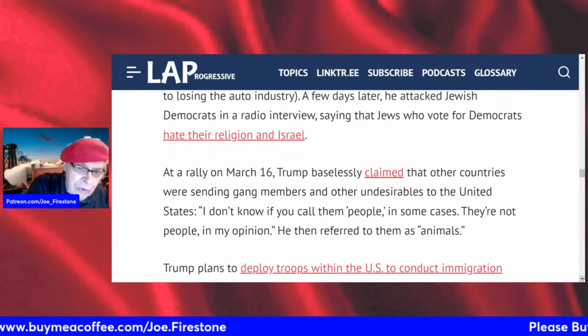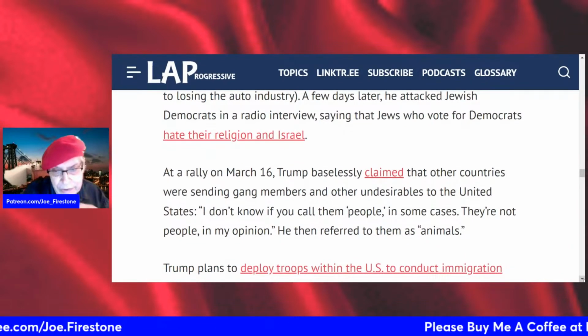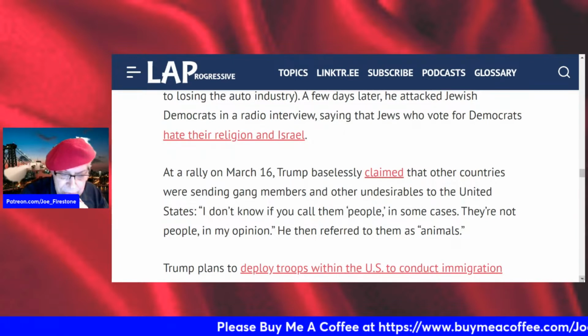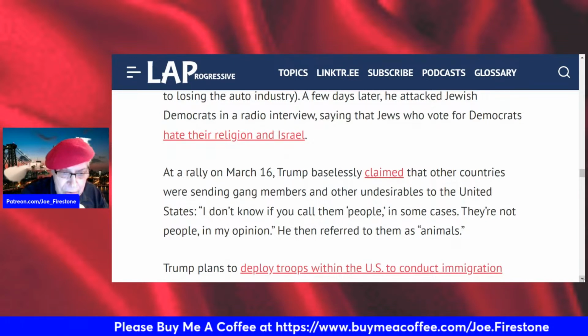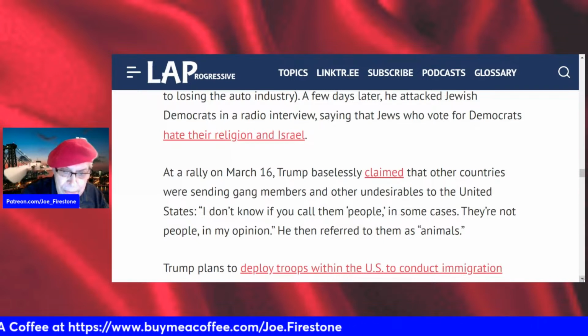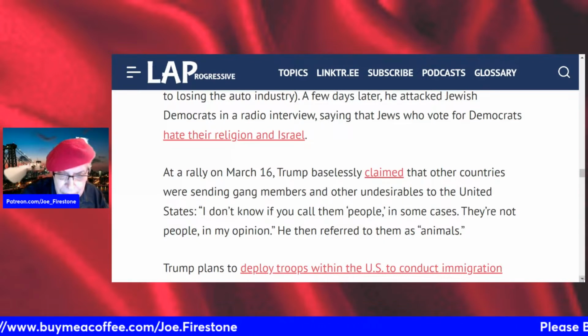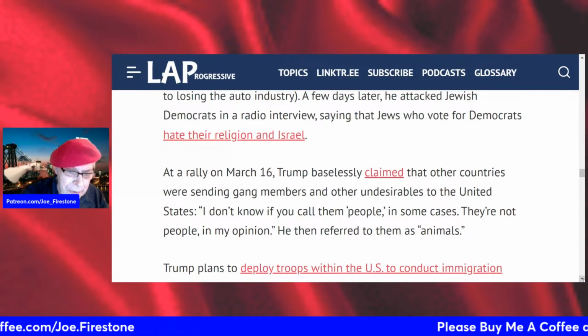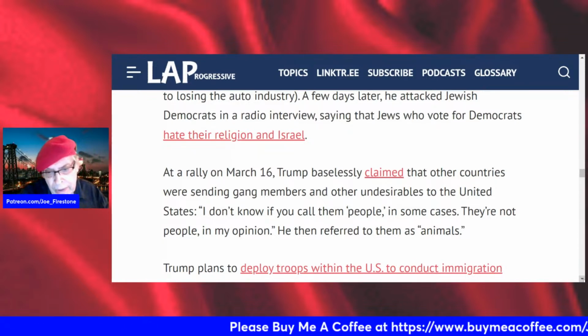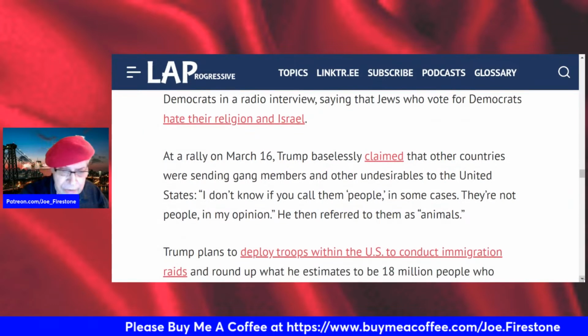At a rally on March 16th, Trump baselessly claimed that other countries were sending gang members and other undesirables to the United States. Quote, I don't know if you call them people, quote unquote, in some cases. They're not people, in my opinion, unquote. He then referred to them as, quote, animals, unquote.